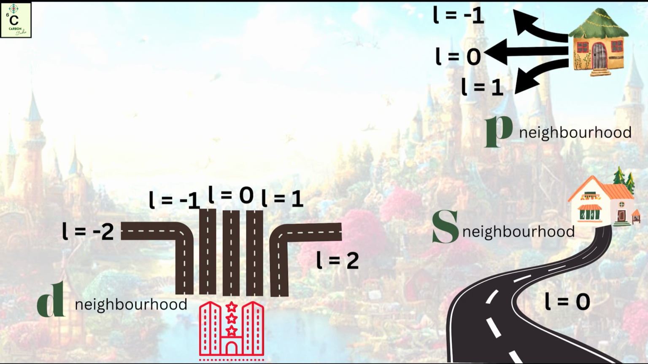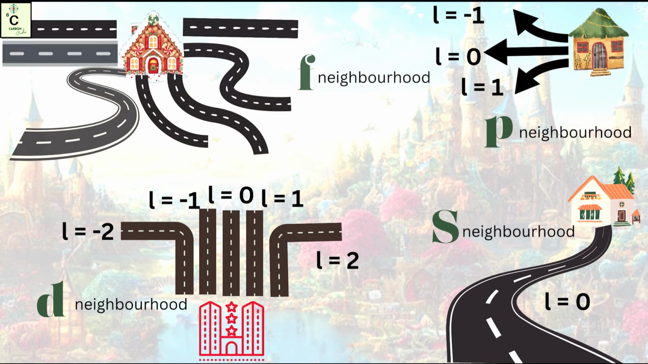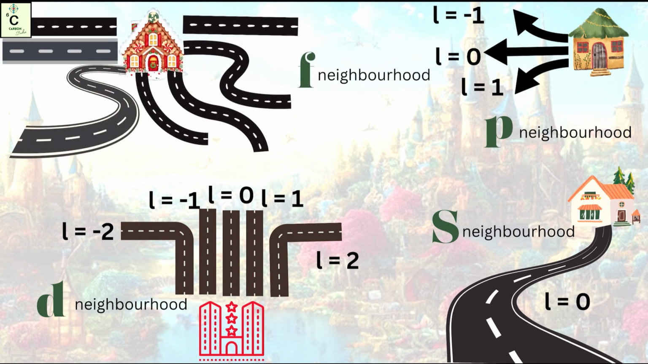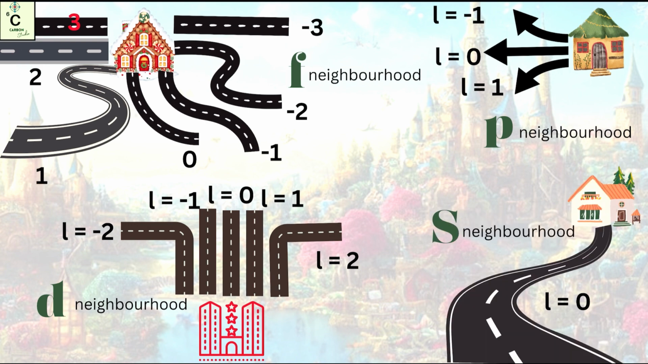By now, you can already guess what number the F neighborhood will begin with. If S started with 0, and P started with 1, and D started with 2, the F started with 3, and therefore the names of the streets in the F neighborhood ranged from -3 to 3. After naming the streets, let's look at how many people lived in these streets.